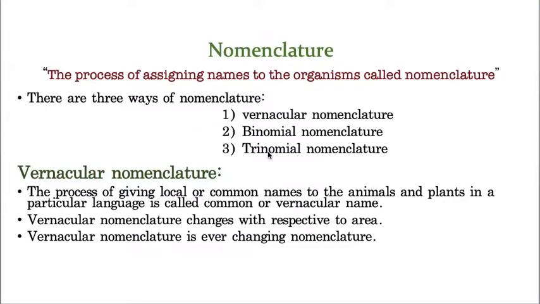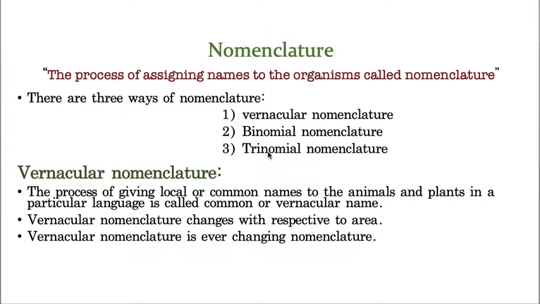Hello students. In the last class I explained what is taxonomy, what is systematics, and what are the types of systematics. Now in this class I am going to explain the procedure of taxonomy. Taxonomy actually includes three steps. The first one is identification, the second one is nomenclature, and the third one is classification.